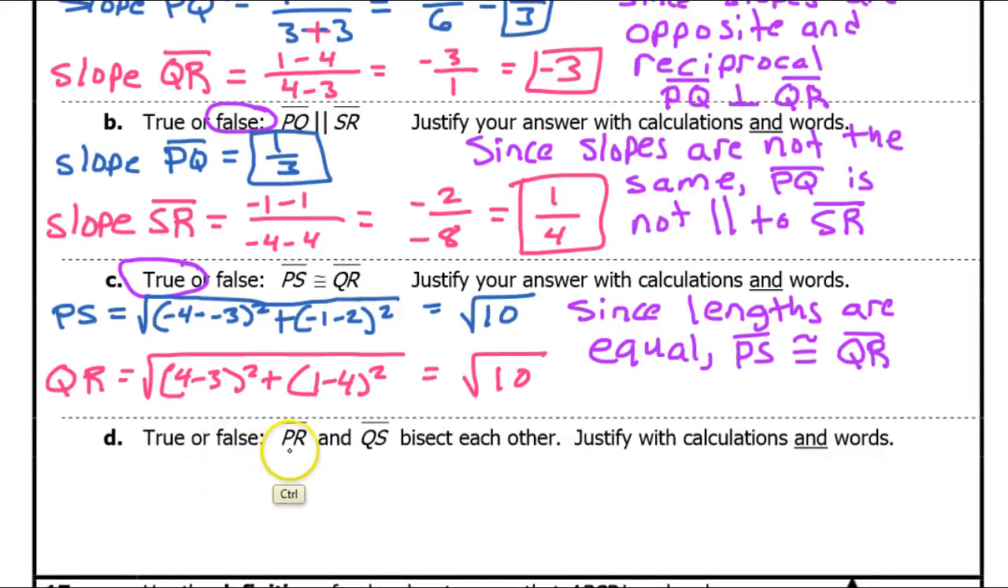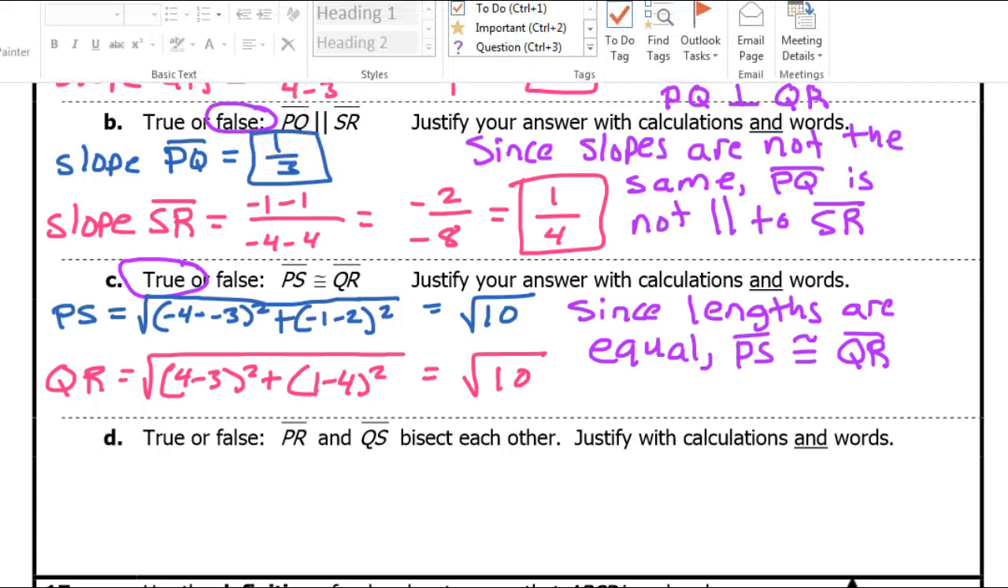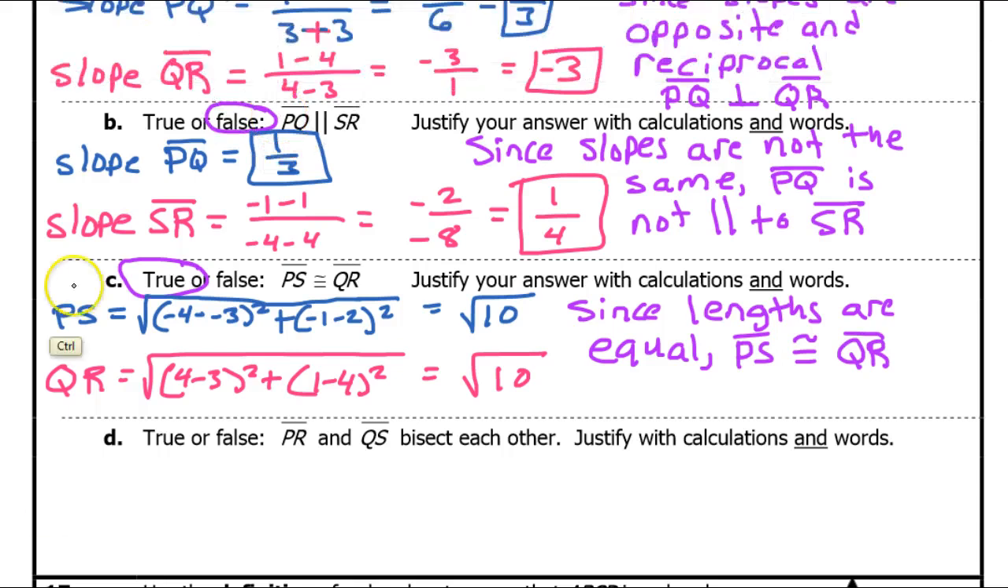Now, do these segments bisect each other? As soon as I see that phrase, bisect each other, my mind yells midpoint. If two segments bisect each other, that means they cut each other in half, which means they meet at the same midpoint. So I need to find the midpoint of each one and see if it's the same.